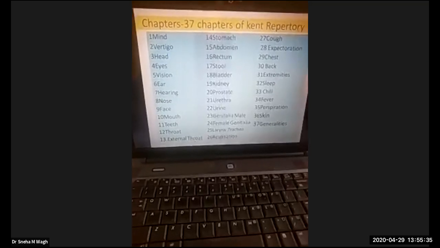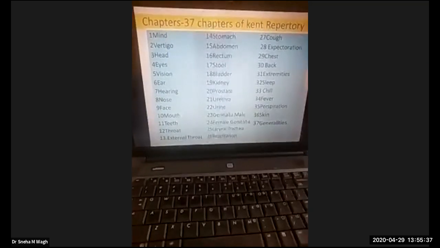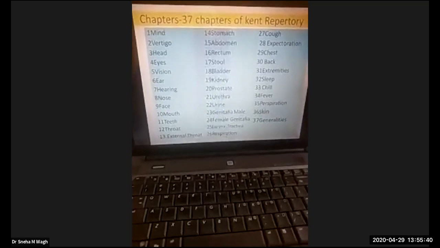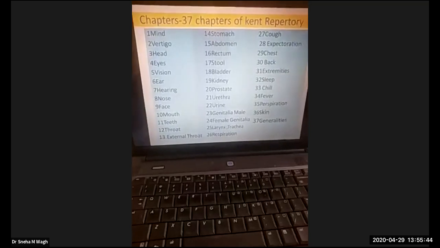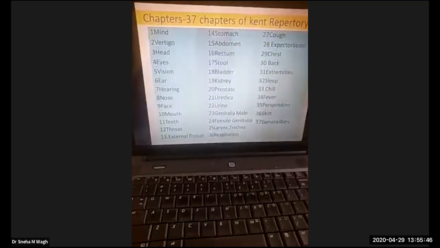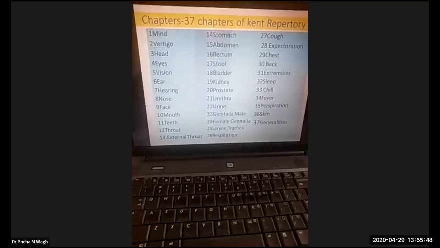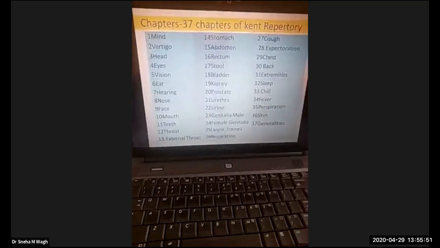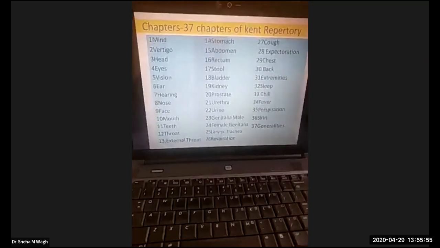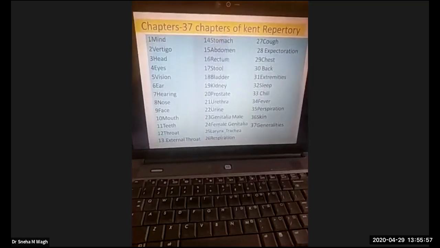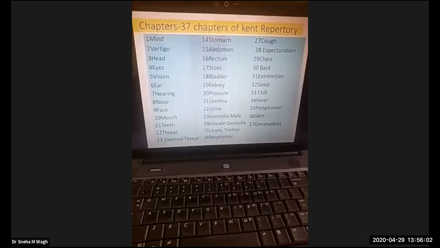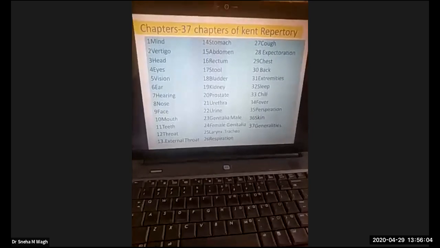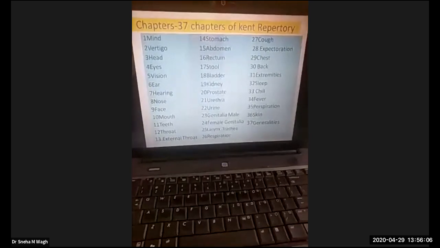Now, if you look at the chapter distribution, the first chapter is Mind, then followed by GIT, then urinary organs, followed by genitalia, then upper respiratory tract, and at last all the generalities are there. So this is the way of distribution of chapters of Kent's Repertory. There are a total of 37 chapters in Kent's Repertory.